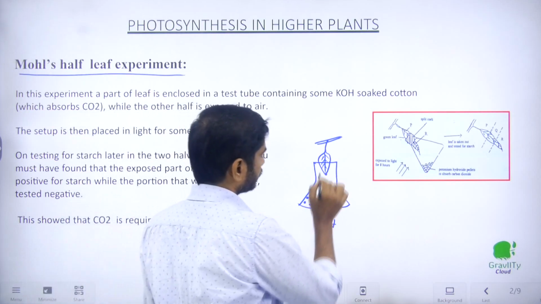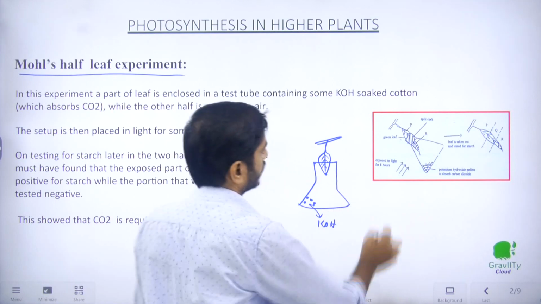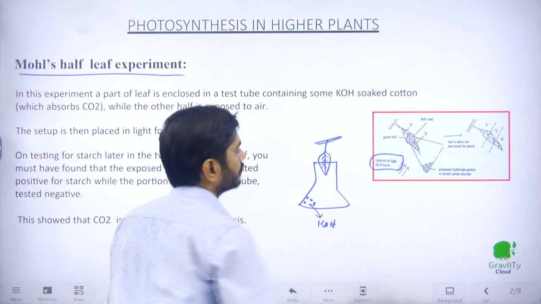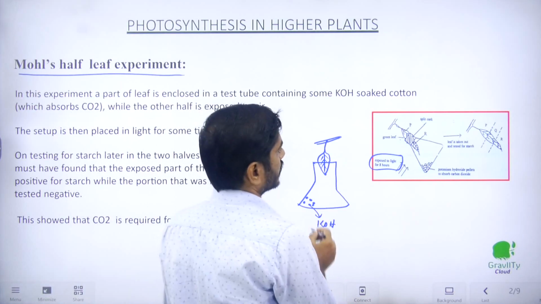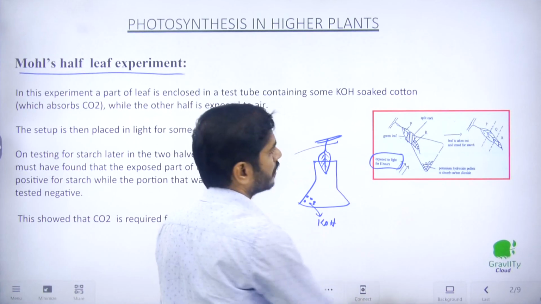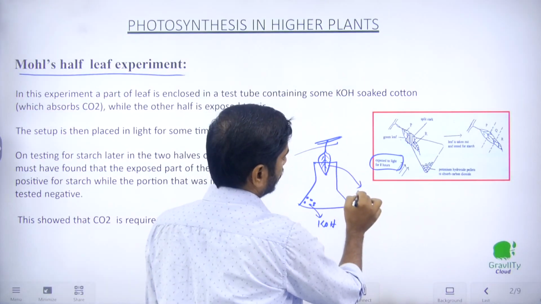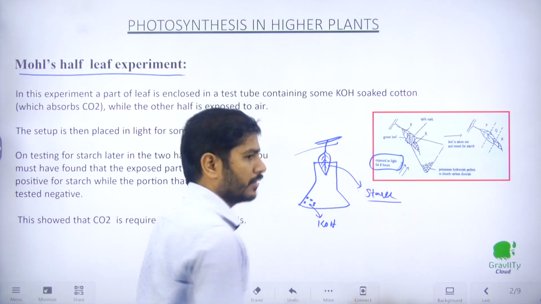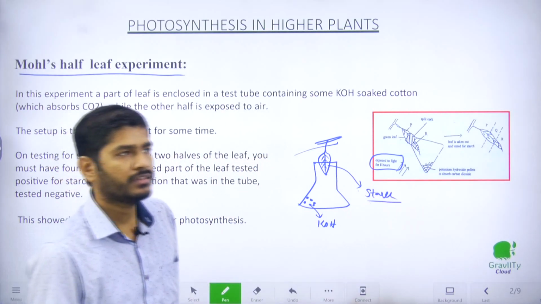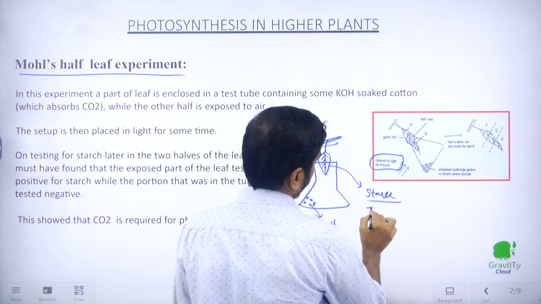Now they left it in the sunlight, exposed to light for nearly 6 to 8 hours. After that, the leaf is taken off from the plant. Now they tested it for the presence of starch. If starch is present or not, they tested by giving iodine.